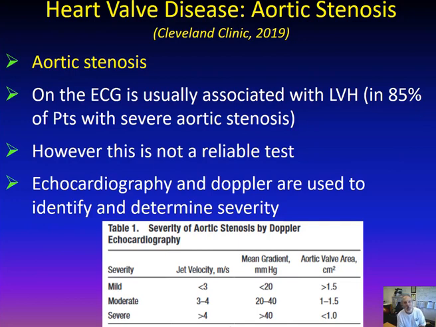Now, on the ECG, it's usually associated with left ventricular hypertrophy. And the reason for that is because the left ventricle is having to work so hard. However, it's not a reliable test. Echo Doppler is what's used to identify and determine the severity. So what they do is they look at the jet velocity, the mean gradient, and the valve area.